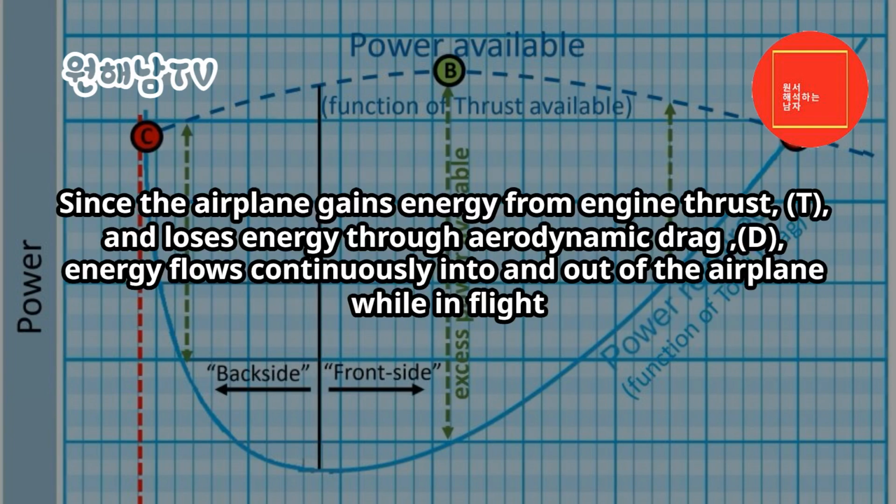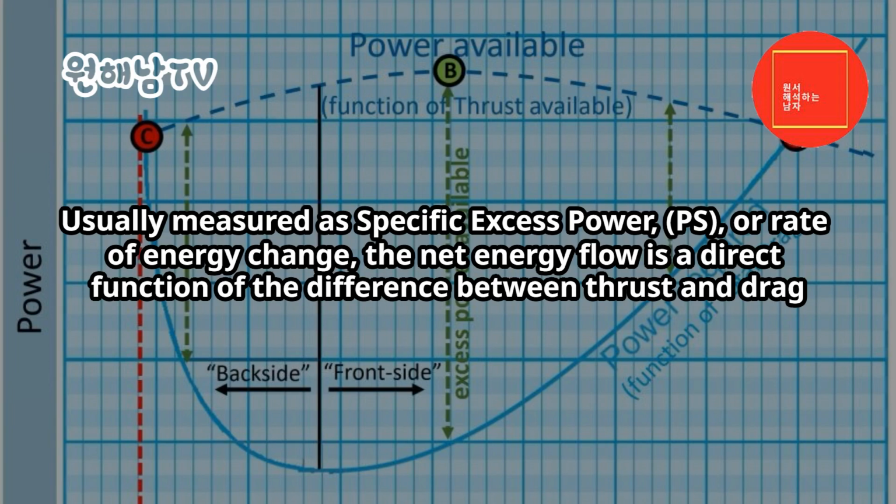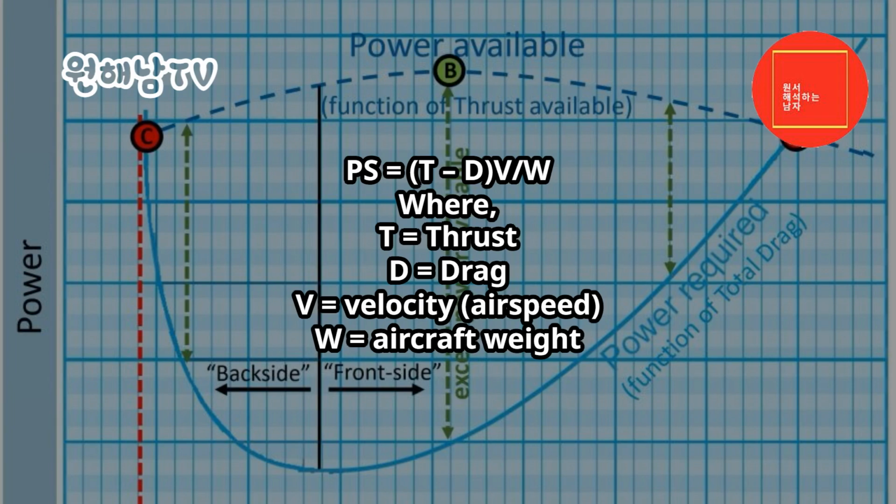Since the airplane gains energy from engine thrust, T, and loses energy through aerodynamic drag, D, energy flows continuously into and out of the airplane while in flight. Usually measured as specific excess power, PS, or rate of energy change, the net energy flow is a direct function of the difference between thrust and drag. PS equals (T − D) times V divided by W, where T equals thrust, D equals drag, V equals velocity, airspeed, and W equals aircraft weight.